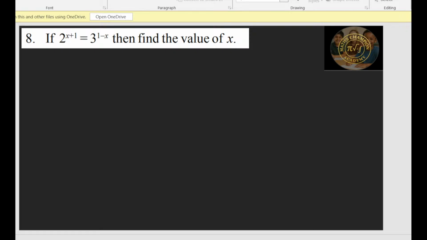Now look at, we are going to discuss some important problems from the real number chapter 1.